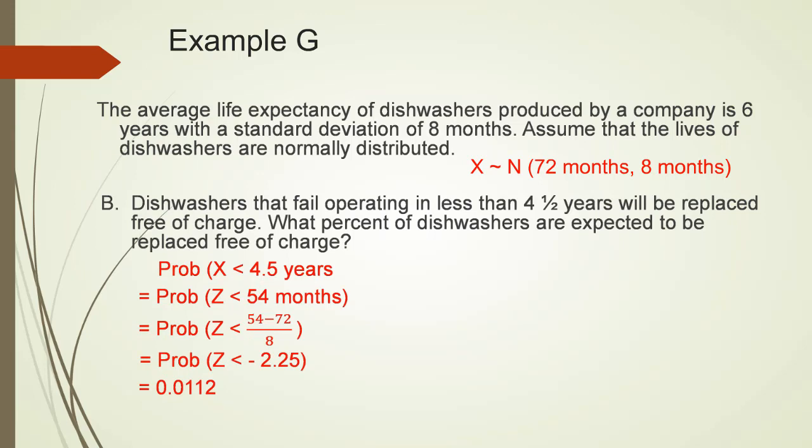For part B, we first convert 4.5 years to 54 months, and then convert 54 to a z-score of negative 2.25. The lower tail probability can be found directly by looking up negative 2.25 from the z-table. The final answer is 0.0112, so that's about 1.12%.